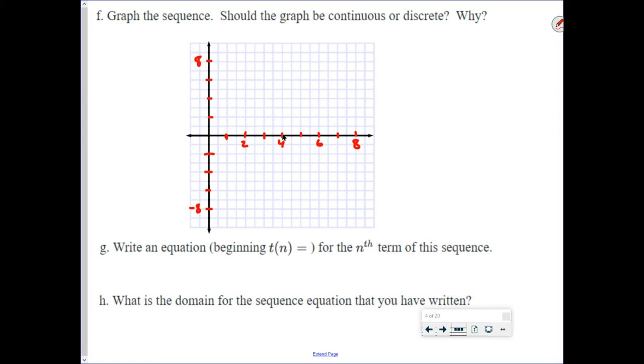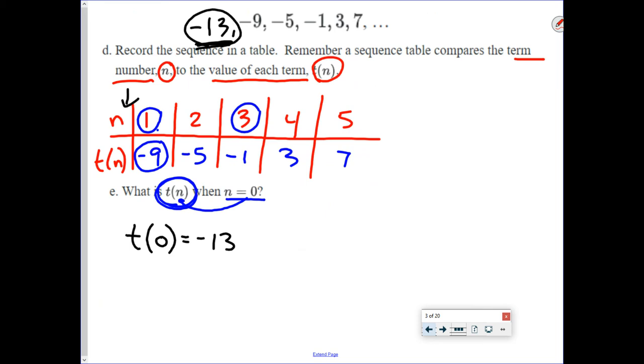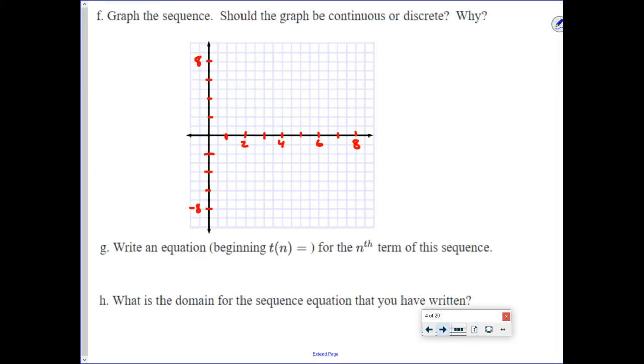And then I plot my points, okay? So I've got term 1 is -9. So 1, -9, okay? And then it's grown by 4 every time, right? Okay, I think those are all the values I can fit in my graph, okay? I've got that information right there. So I've got those 5 values. Should it be discrete or should it be continuous, and why?